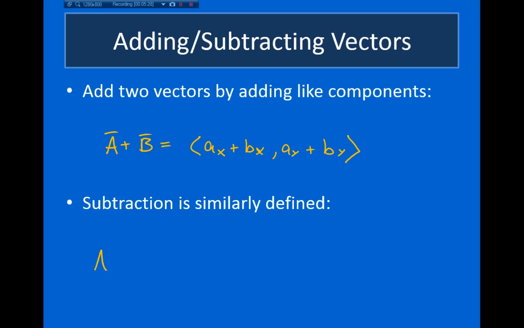Similarly, subtraction, we do the same thing. So we have the x component of vector A minus the x component of vector B, and then the y component of the difference is going to be the y component of vector A minus the y component of vector B.